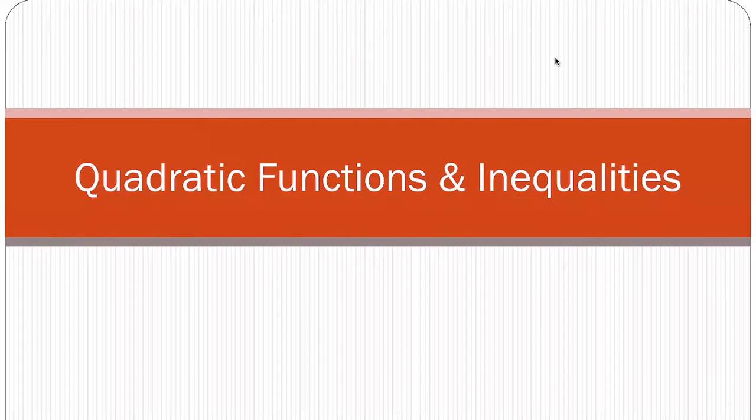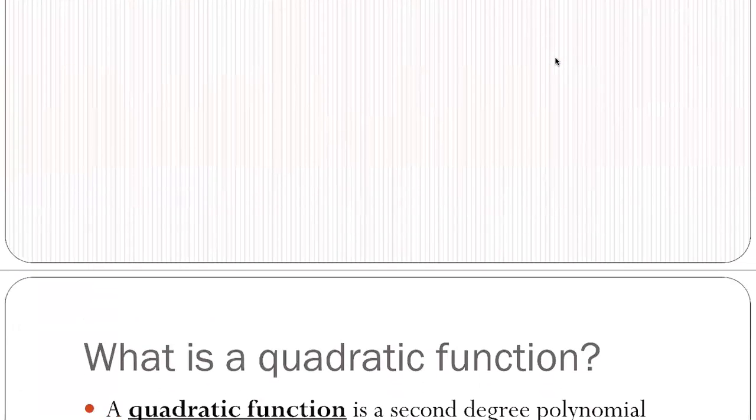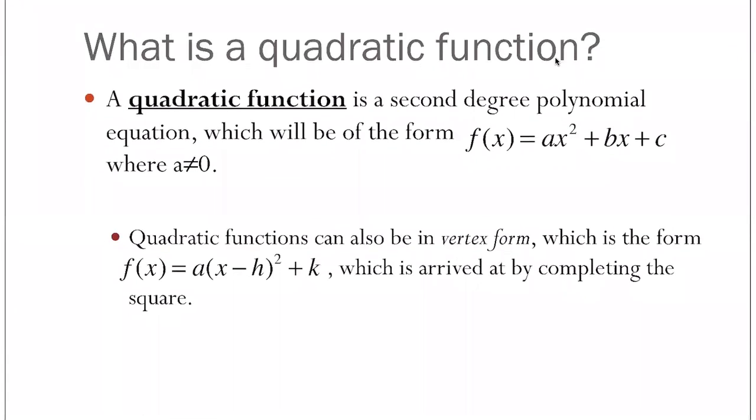Today's section 3.1 is on quadratic functions and inequalities. So what is a quadratic function? A quadratic function is a polynomial function of the second degree, which means it has the highest power being 2. So when you're talking about a quadratic function, f of x equals ax squared plus bx plus c is what they consider standard form.